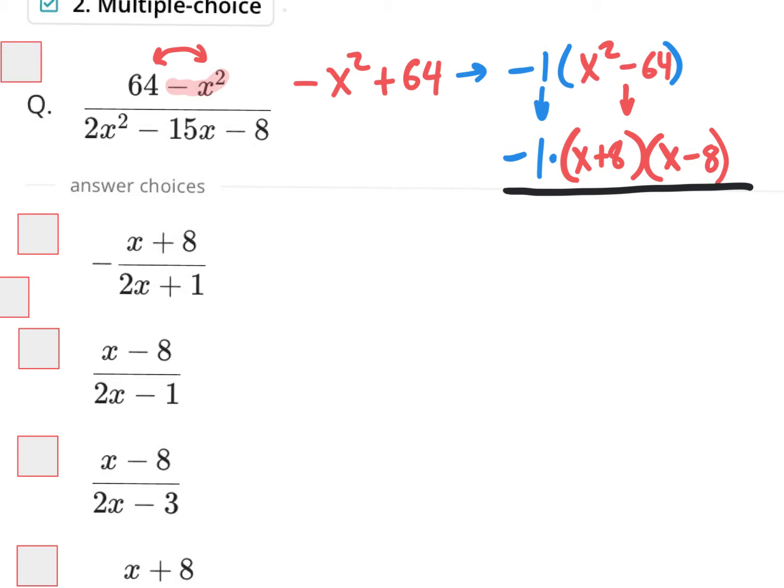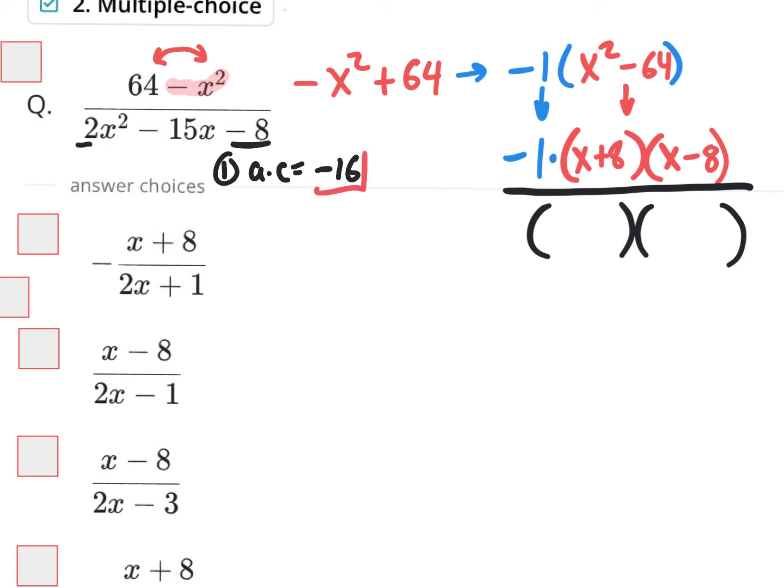Okay, so ultimately I want to be able to get here, but the problem is that the a value is 2. Now we could start guessing and checking, but I'm going to go through the actual process. Step 1 would be to multiply a times c. That would be 2 times negative 8. That'll give me a negative 16.